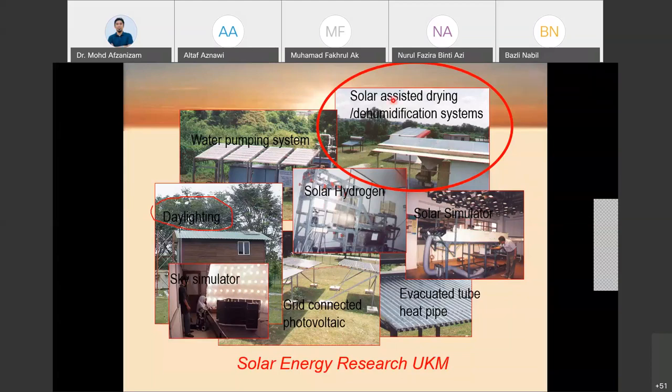Okay. So solar assisted drying means that they do the drying, but of course they will insert some desiccant to reduce the moisture content, to ensure that they obtain the right air to do the drying on the agriculture product or the marine product.